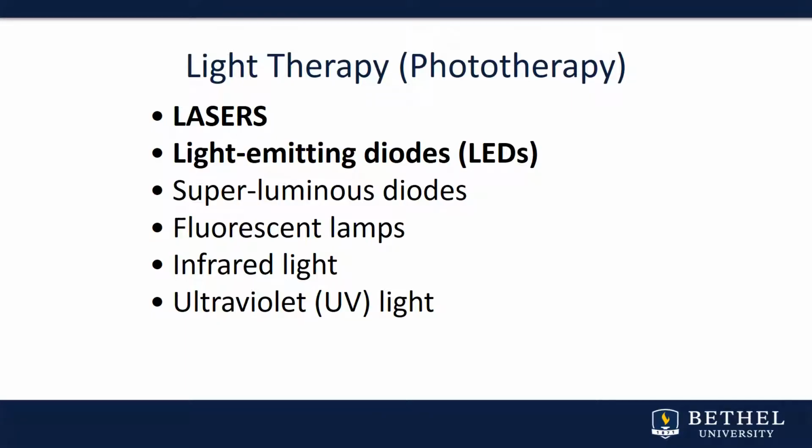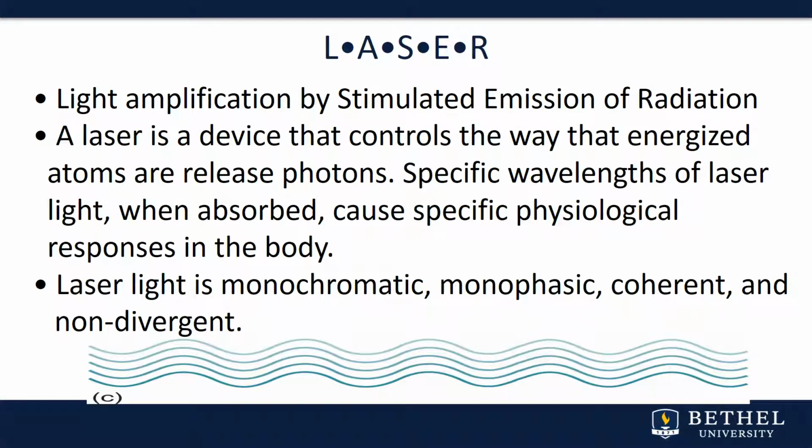What is light therapy, or it's called phototherapy? It comes in different ways. Lasers, which is the one we'll be talking about today. You can also find light therapy emitted by light-emitting diodes, or LEDs, superluminous diodes, fluorescent lamps, infrared light, and ultraviolet or UV light. But let's talk about laser, which is light amplification by stimulated emission of radiation. A laser is a device that controls the way that energized atoms release photons. Specific wavelengths of laser light, when absorbed, will then cause specific physiological responses in the body.